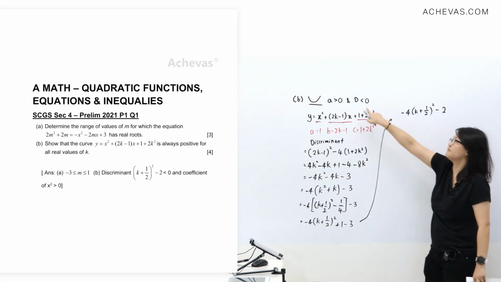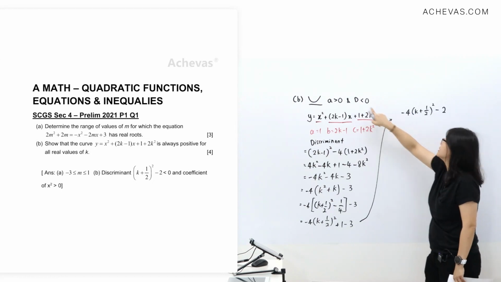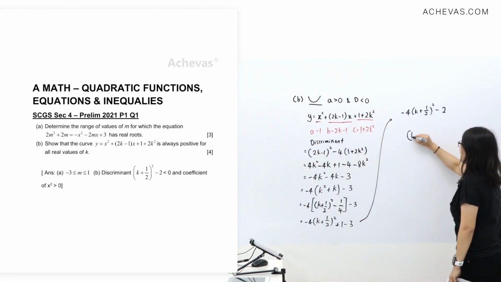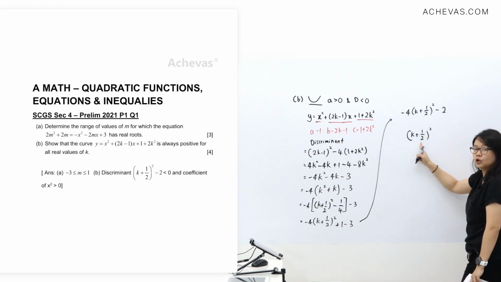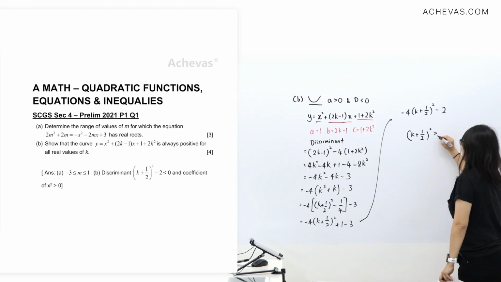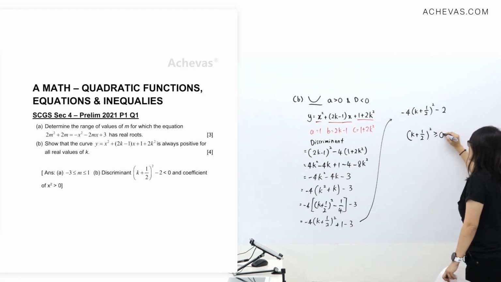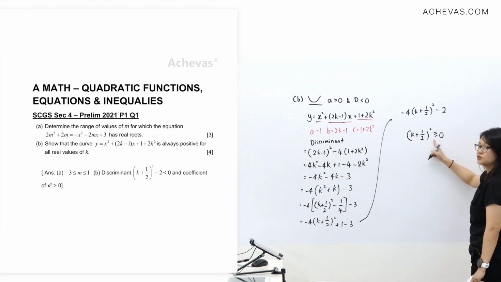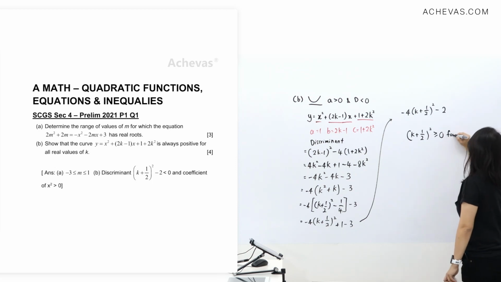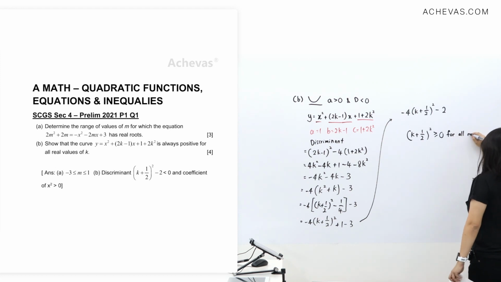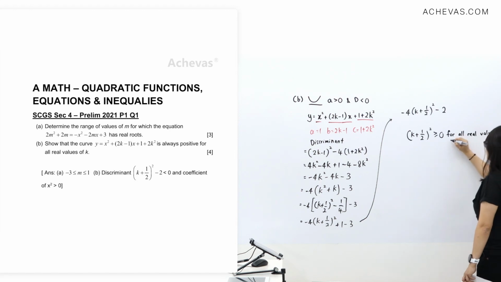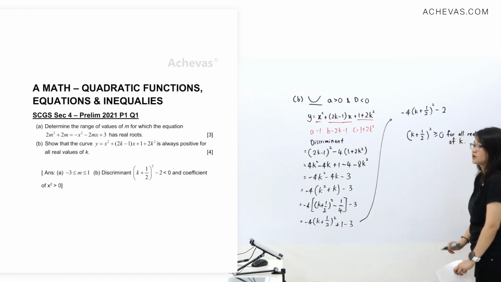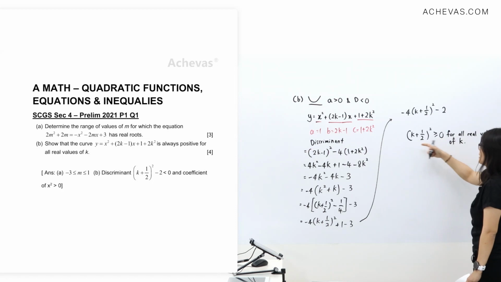I'm not quite done yet. I haven't proved why it is less than 0, correct? So you're going to have an idea of the square number, okay? If you square any number, the lowest you can go is 0, and other values will give you positive. So you will get this one is always more than or equal to 0. If you don't know what to write, just look at the question again. They write it for you: for all real values of k.